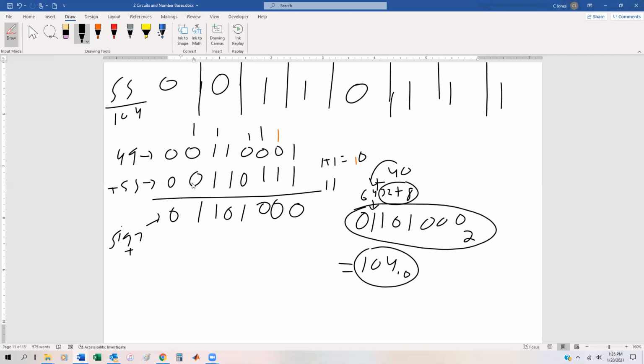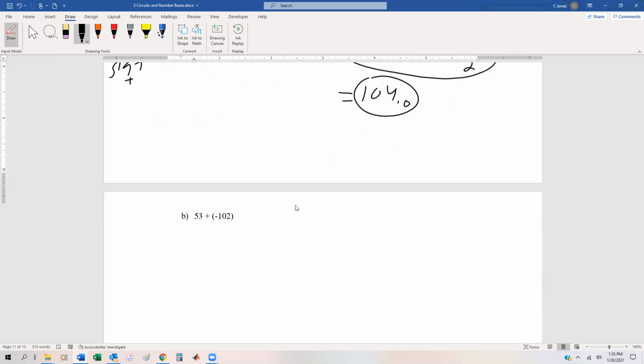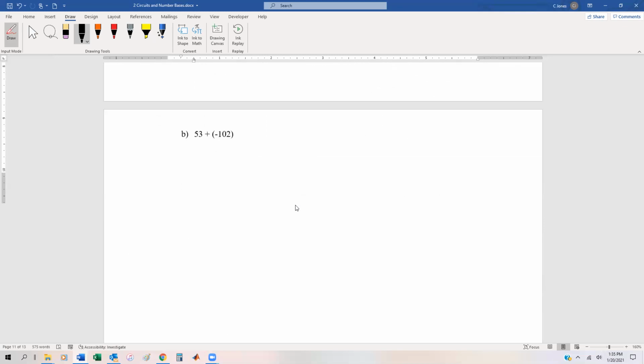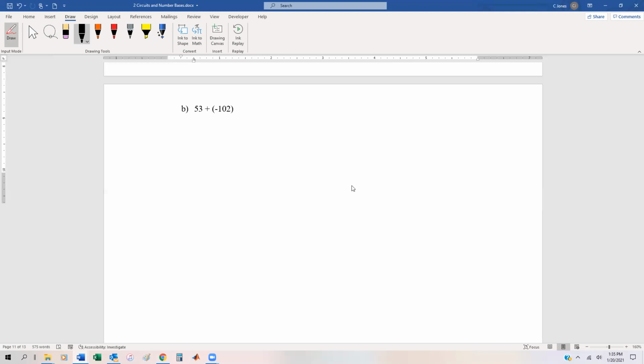But what happens when we start putting negative numbers in there? So let's take a look at a second example. For letter B, we have 53 plus a negative 102. And this is where we're going to have to start using that 2's complement. So we're going to start with our sign bit. For both, we start out with 0 as the sign. And I know 102 is negative, but we're going to take care of the sign in a moment.